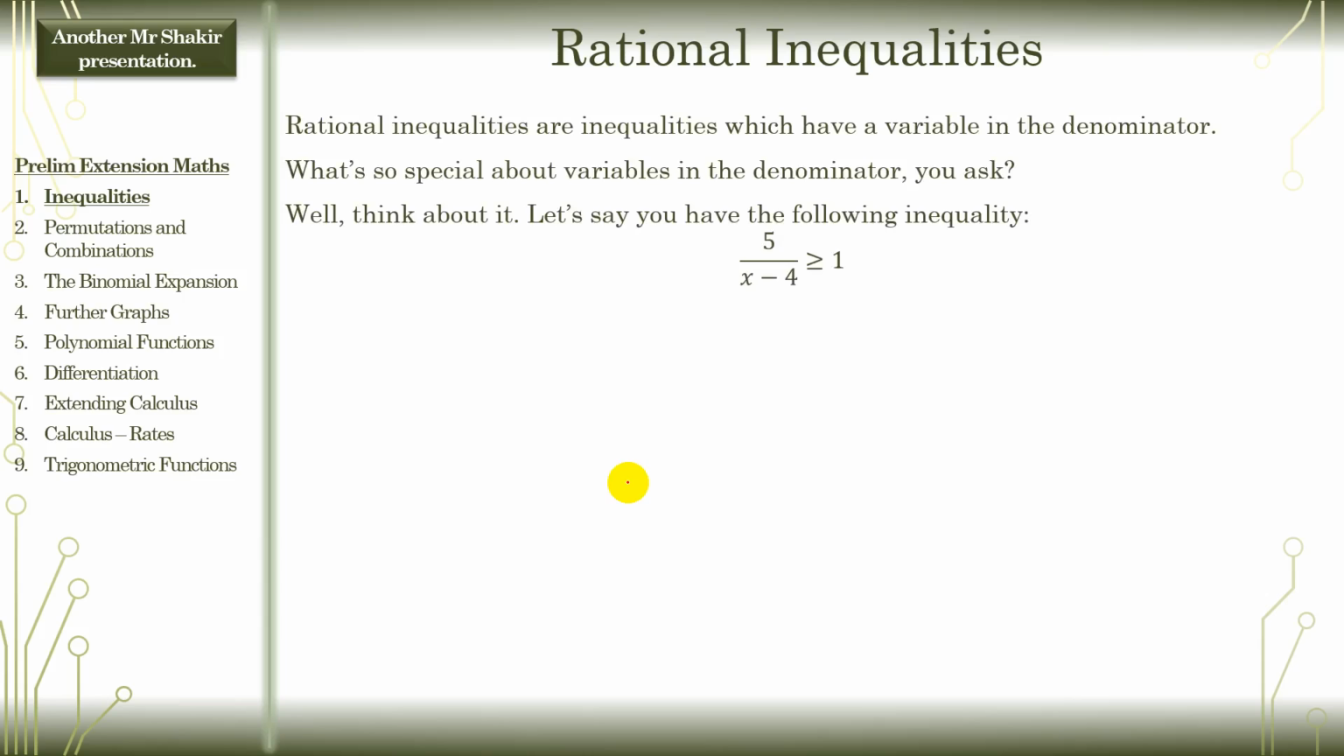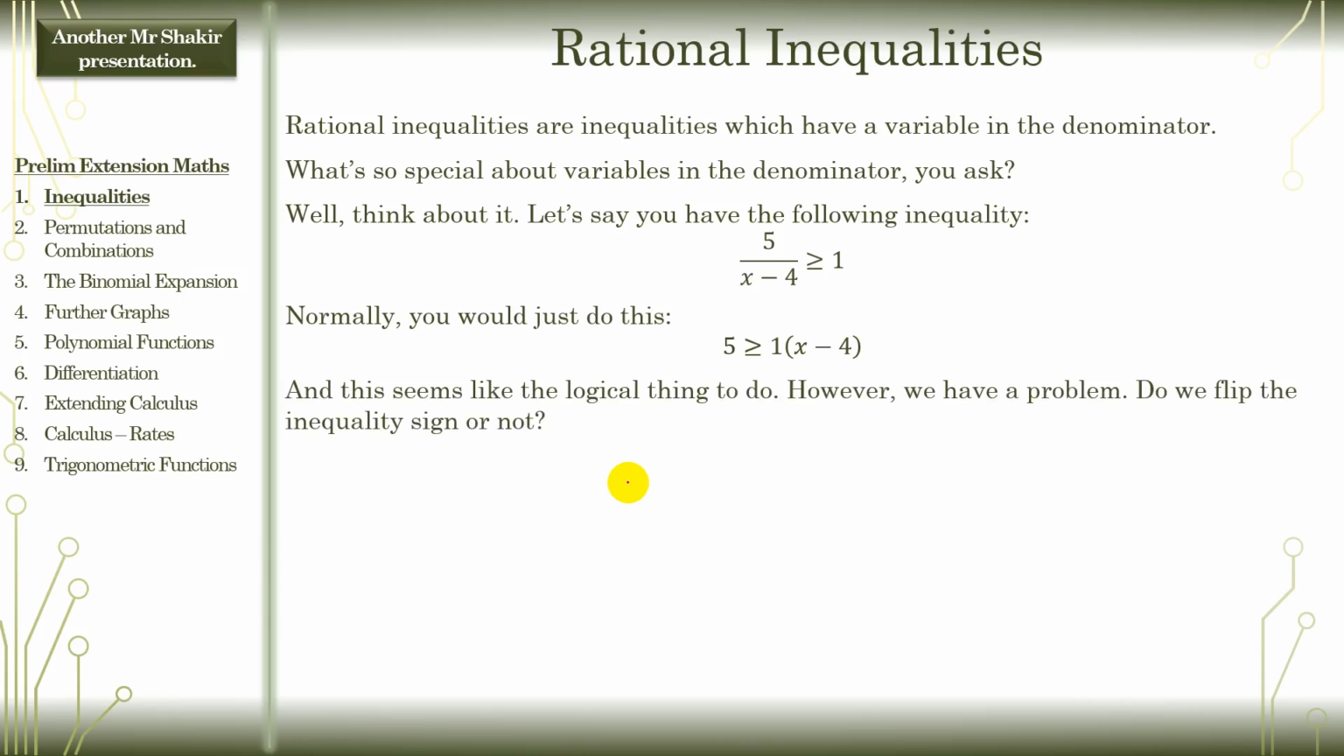Well, think about it. Let's say you have the following inequality: 5 over x minus 4 is greater than or equal to 1. Normally, if it was an equation and not an inequality, you'd just multiply x minus 4 on both sides. And this seems like the logical thing to do over here, right? That's the first thing you'd think of.